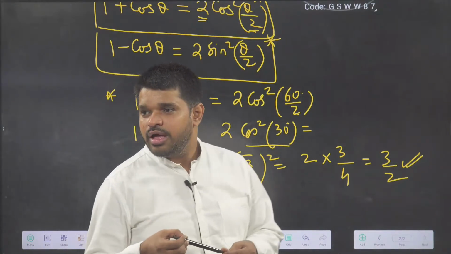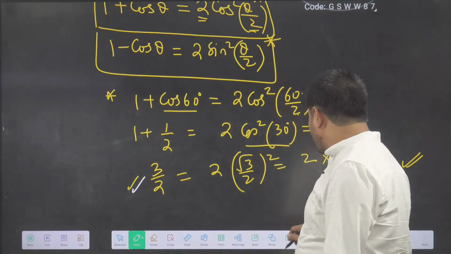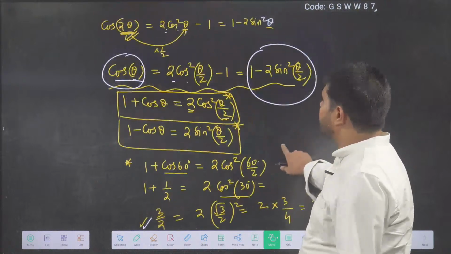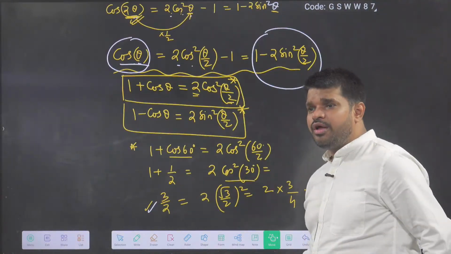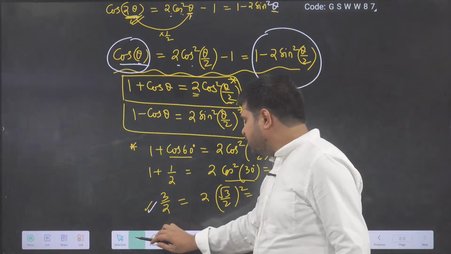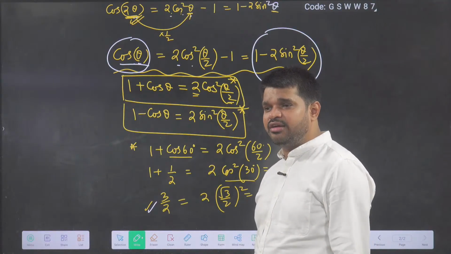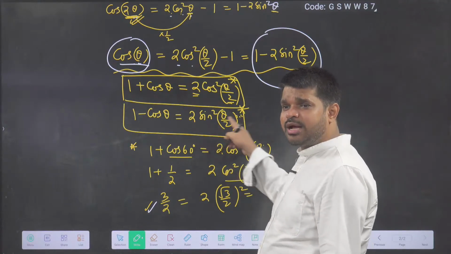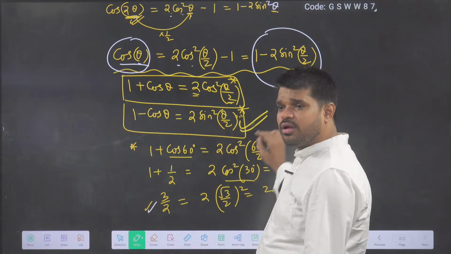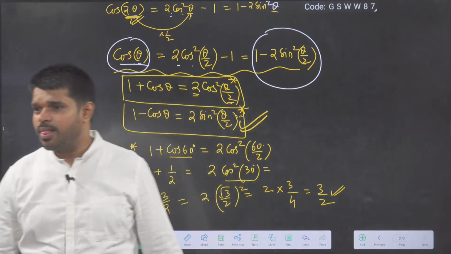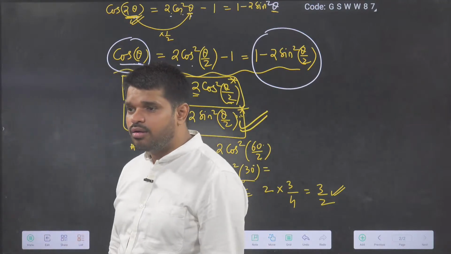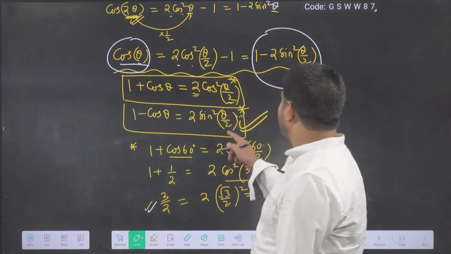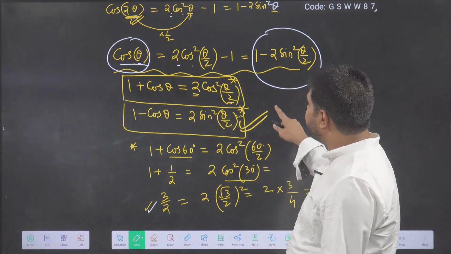Someone is asking how did you get the third formula? I don't understand. Which formula are you talking about? Which third formula? Tell me. Someone is continuously asking how did you get the third formula. So which third formula? This one. Are you asking about this formula? From the first, third.